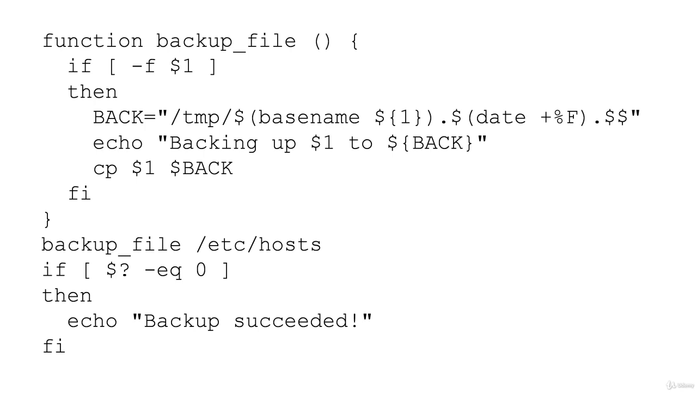$$ represents the PID, or process ID, of the currently running shell script. I use this so if I run the script multiple times on the same day, the PID will be different each time I run the script, and thus an existing backup won't be overwritten. In this snippet, the backup_file function is called with /etc/host as an argument. This will create a copy of that file and place it in the temp directory as just described.